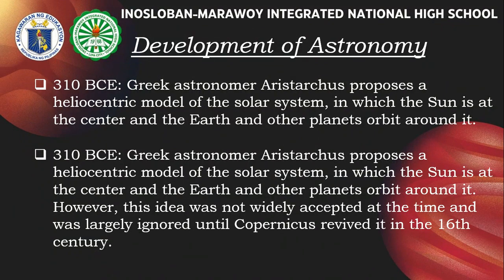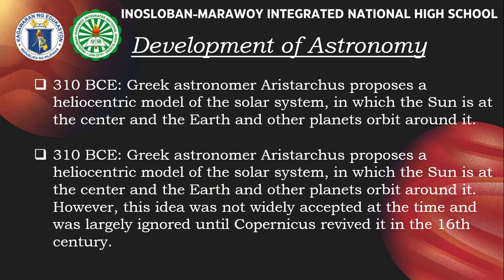Okay, so in 310 BC, a Greek astronomer Aristarchus proposes the heliocentric model of the solar system, in which the sun is at the center and the earth and other planets orbit around it. However, this idea was not widely accepted at the time and was largely ignored until Copernicus revived it in the 16th century. Okay, so what do you think is the main reason why the idea of Aristarchus is not accepted? Okay, so what do you think is the main reason for that?